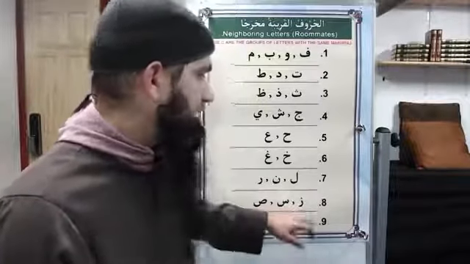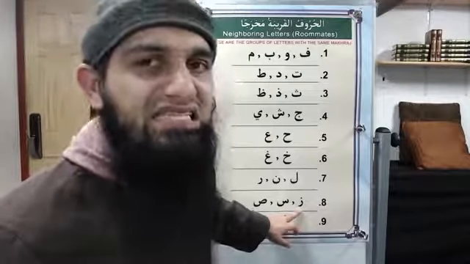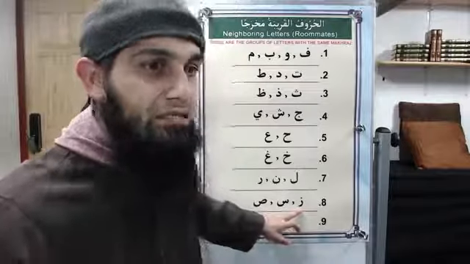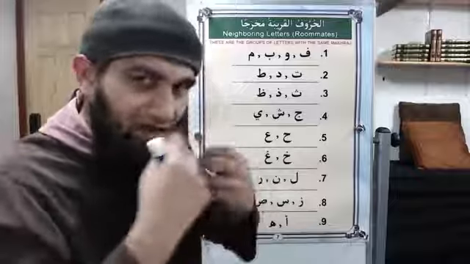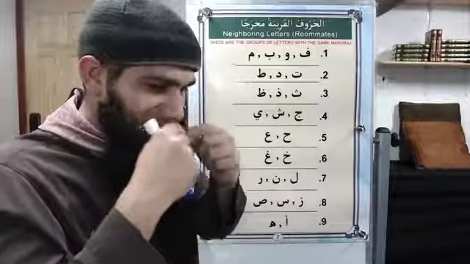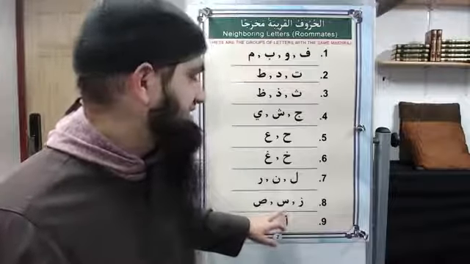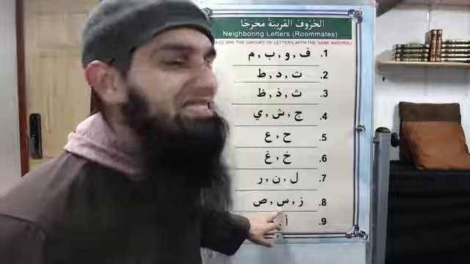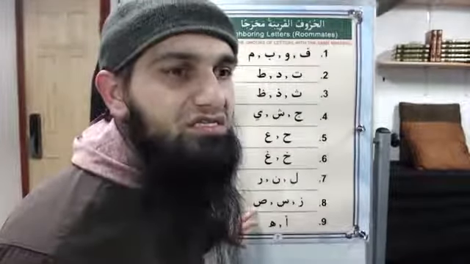Let's put a before it. Za, az. There's a lot of commotion, a lot of air, a lot of movement of air between the tongue and the teeth. Az. Sin, as. Sad, as.